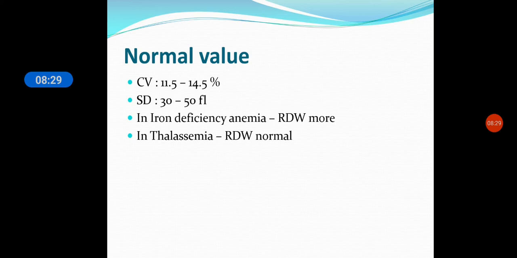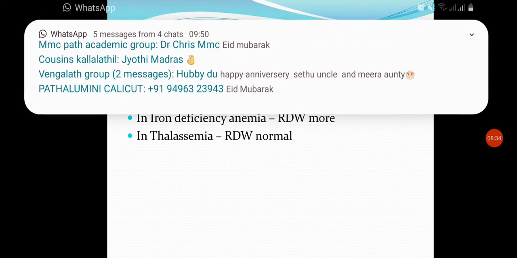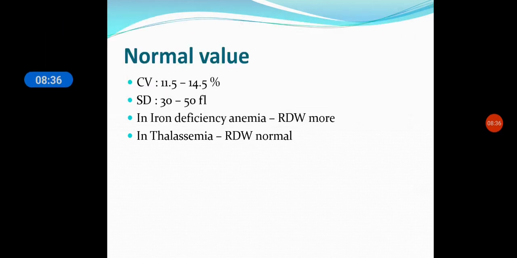RDW is also helpful in cases to see whether the patient is responding to treatment. Okay, so if the patient is responding to treatment, RDW is the first thing that will come up. Okay, that means it will turn into normal, right? So here, how do you differentiate iron deficiency anemia and thalassemia? In thalassemia, RDW will be normal. In iron deficiency anemia, RDW will be increased. Okay.